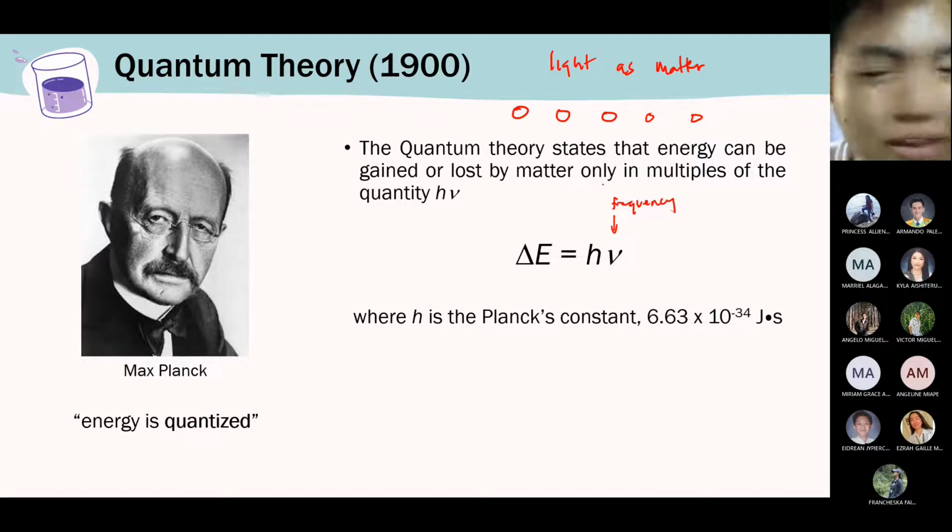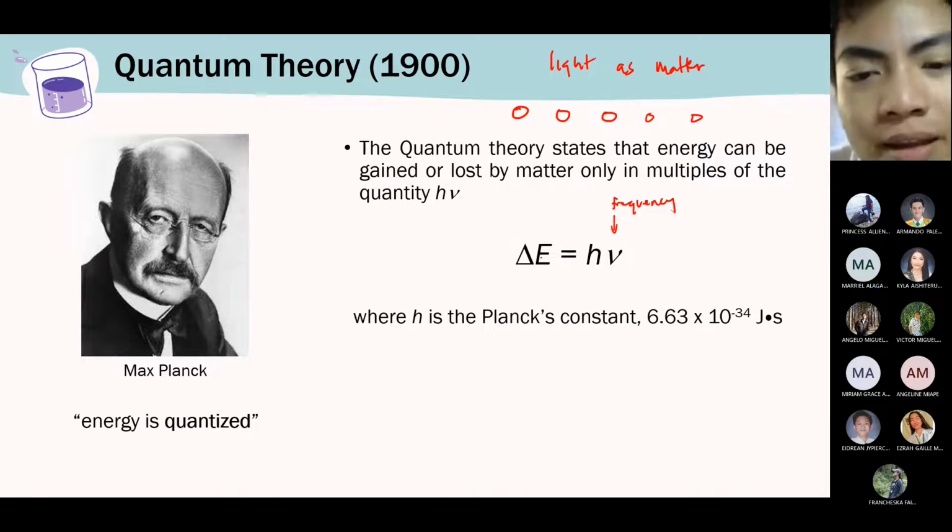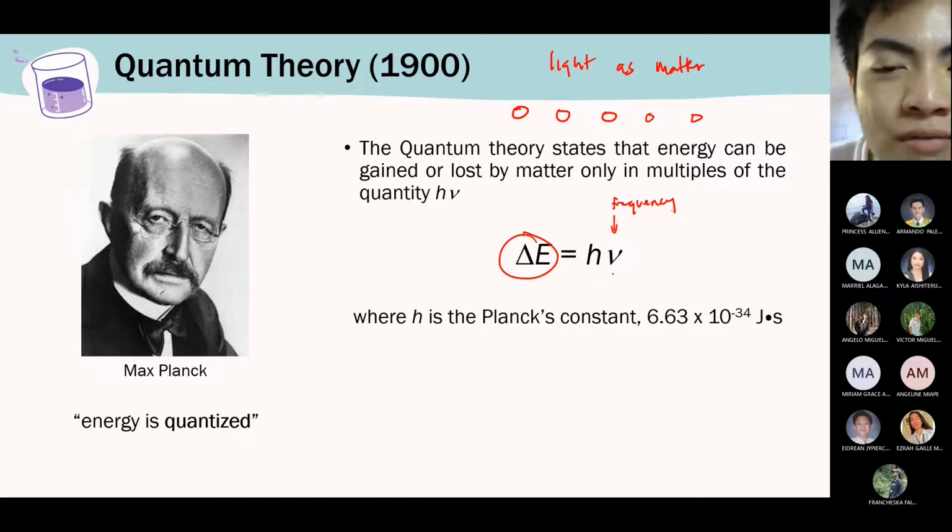Don't worry, walang calculations dito na. Kaya sinasabi ko lang yung mga equation. Okay? So si Max Planck una nag-theorize niyan that light acts as matter, and it can be quantized using this equation. So the energy of the packet of light is the product of the frequency and the Planck's constant.